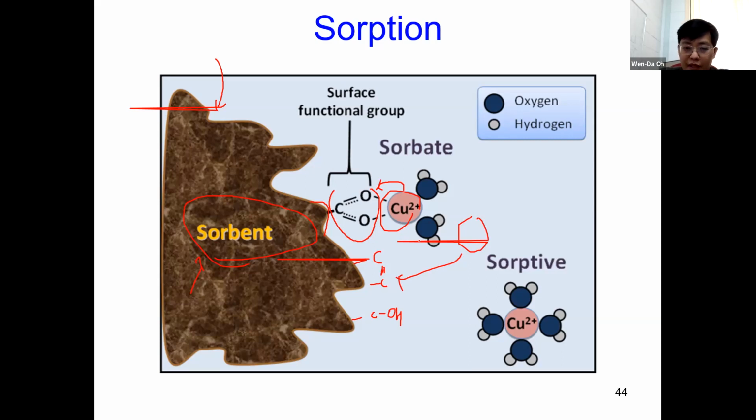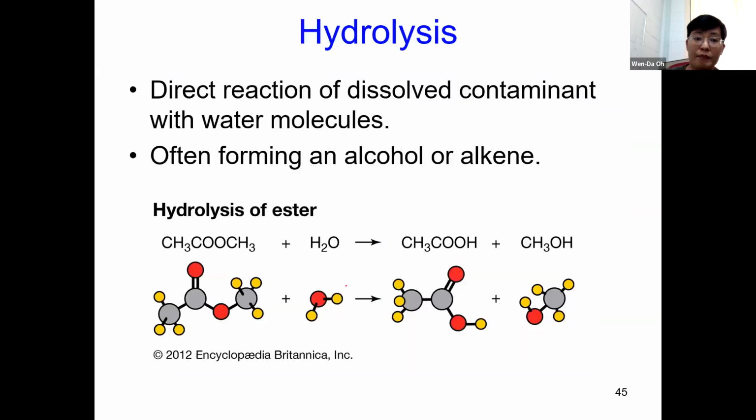So for heavy metals, usually we have something called an electrostatic interaction. Whereas if you look at organic molecules, usually you have something called a pi-pi interaction. Okay, so all these interactions will cause the molecules to stick to the adsorbent. In other words, we call this an adsorption process.